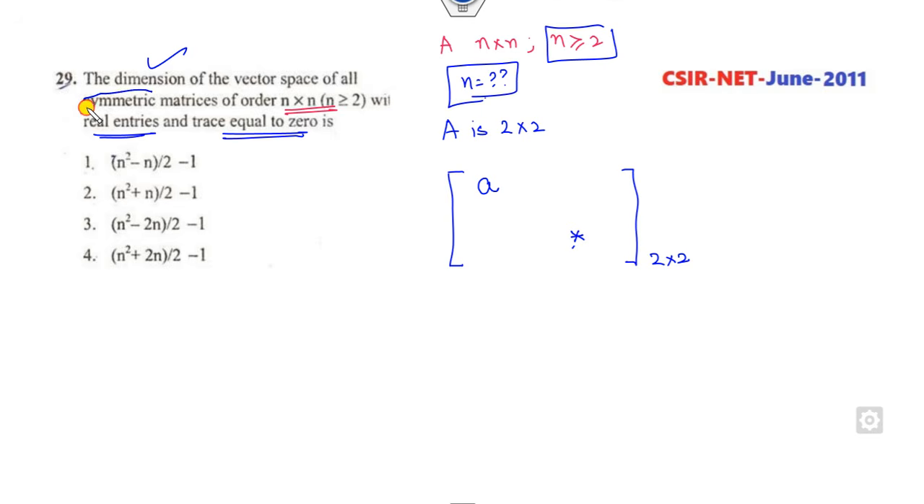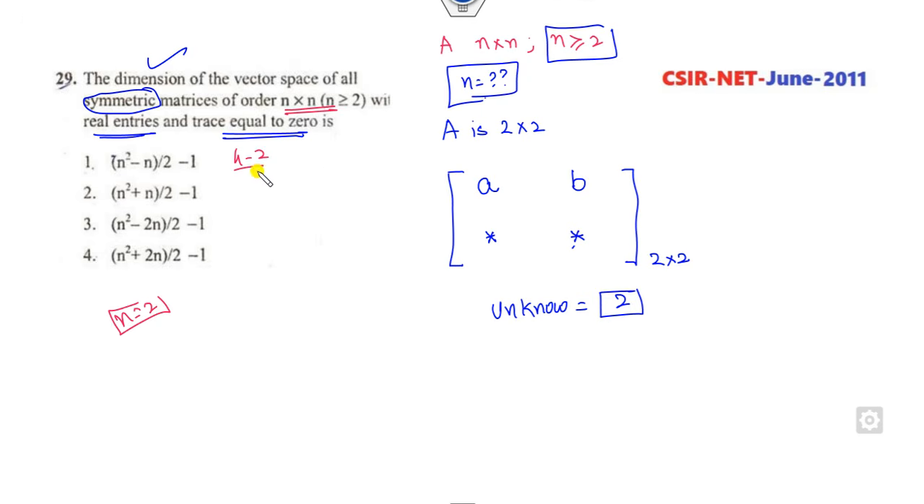And you know this is a symmetric matrix. If this is b, then this number you can automatically compute as b. So how many unknown variables are in this 2 cross 2? That is 2. So that means you can check what will happen if n is equal to 2.